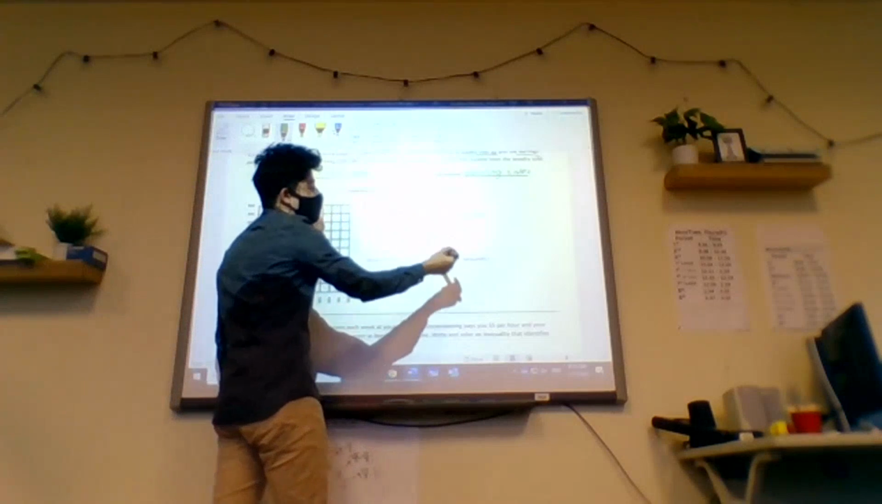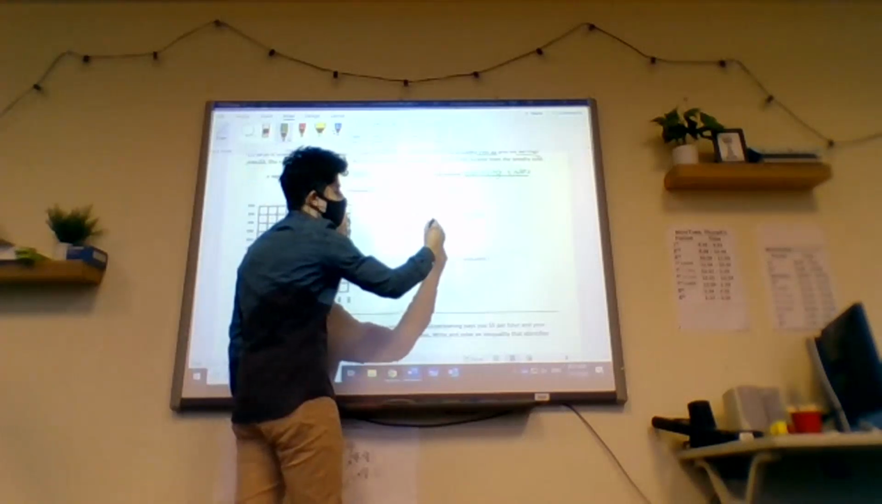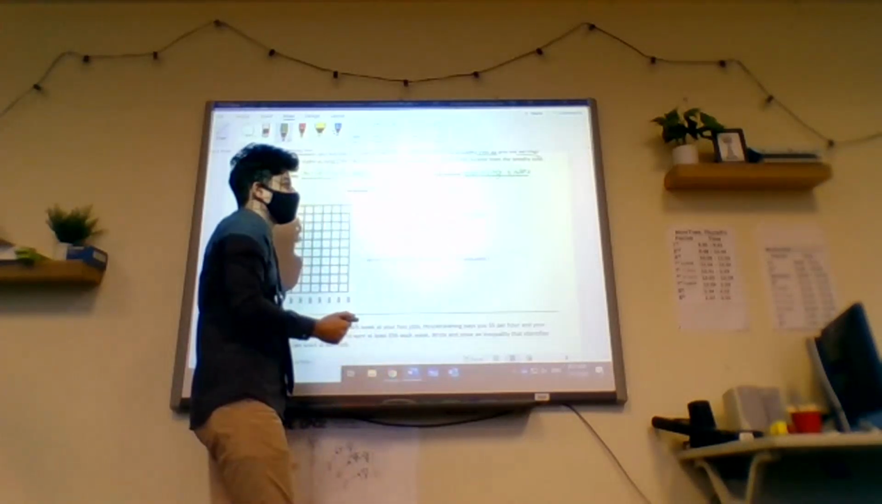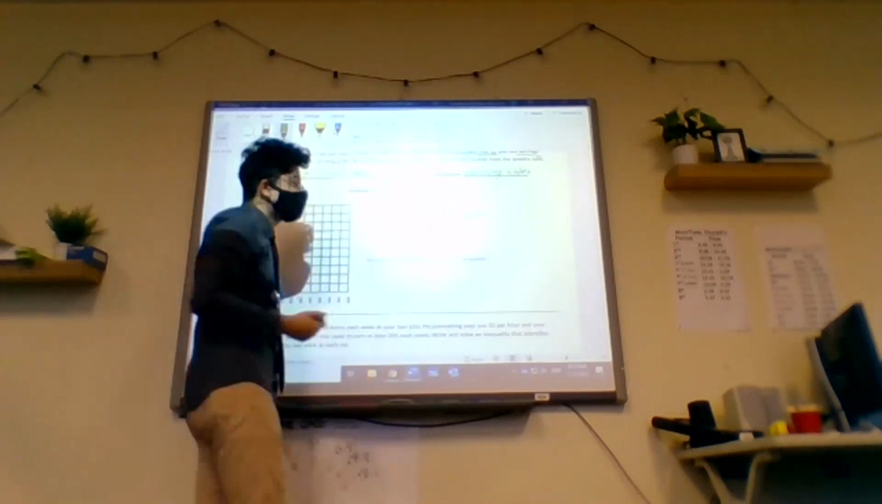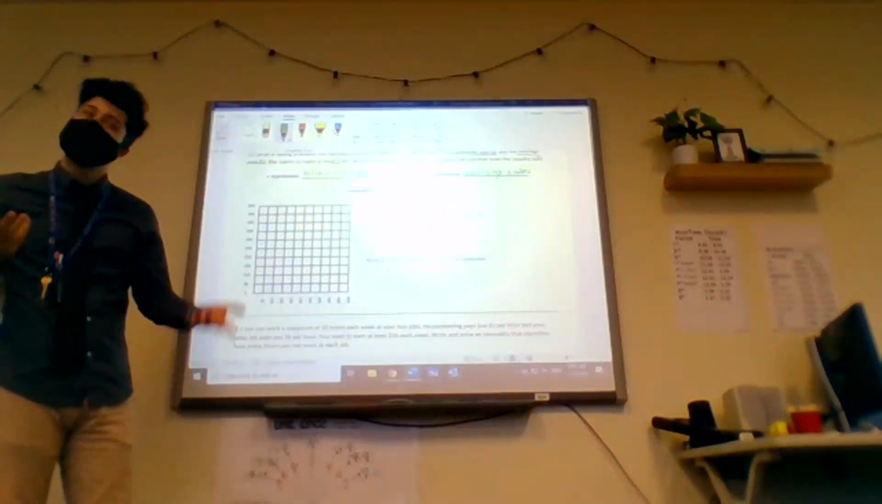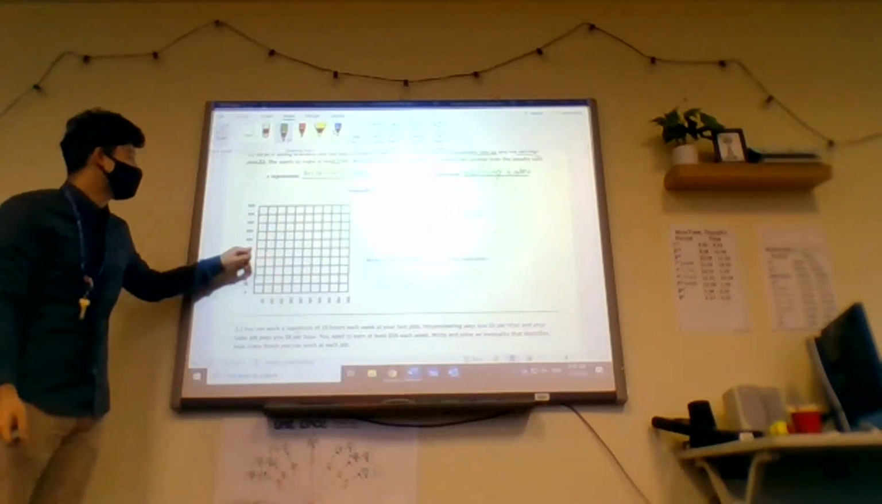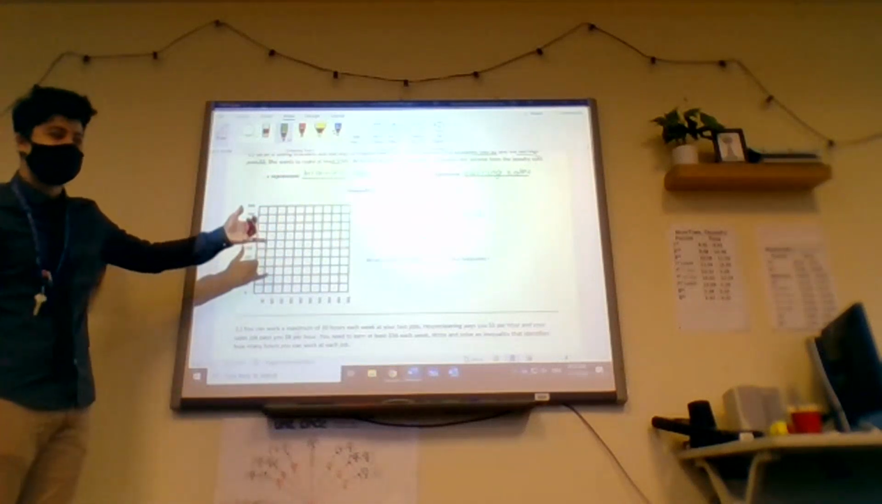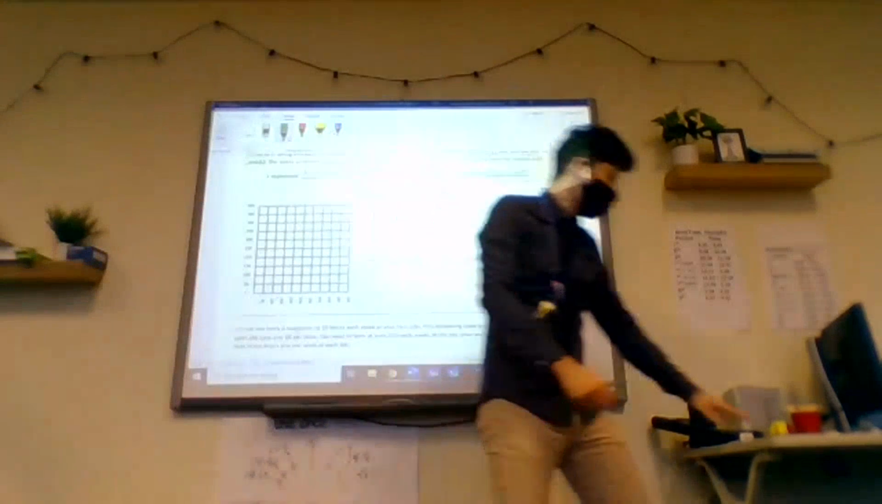Negative 2 over 3 doesn't divide nicely. You keep that a fraction. That's fine because that's your slope. 500 over 3 also doesn't divide. I guess you could keep it a fraction, but when it comes to graphing it, you're going to wish that was a decimal. So let's get that as a decimal.